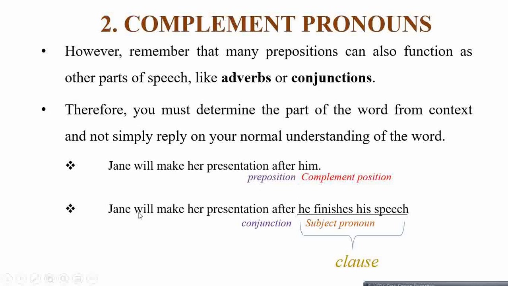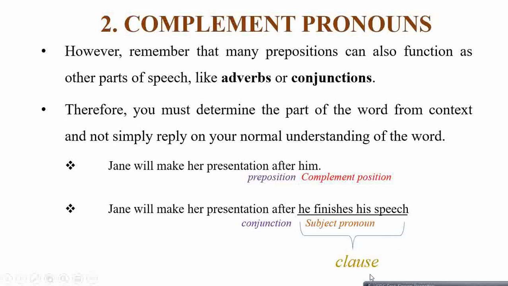Jane will make her presentation after he finishes his speech. So this is a subject pronoun, he finishes his speech, and this whole phrase makes the clause. So here, after is a conjunction and this is a subject pronoun. We already studied the subject pronoun. It can be after the verb position, after helping verb, or it can be a subject position. Here आपका he finishes his speech, this is a subject pronoun and the whole word group makes a clause.